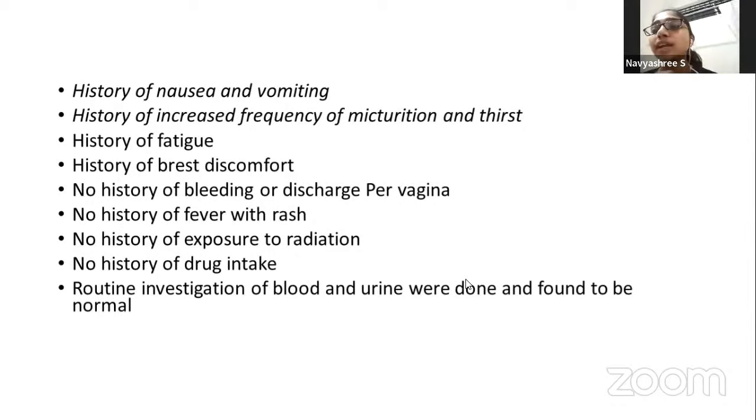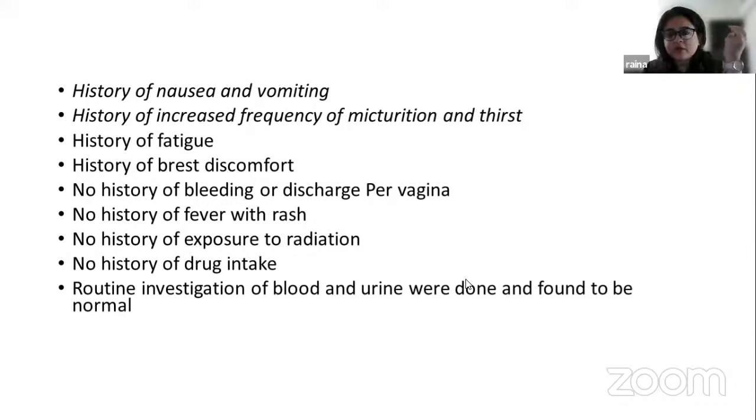Blood grouping for Rh typing. Yes, good. Then what else? Cross matching for giving blood, grouping and Rh typing is done. We need to know the blood group. Why should we know the blood group of the patient and Rh type?